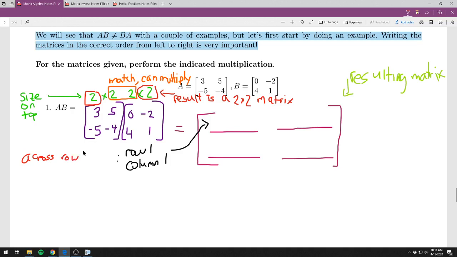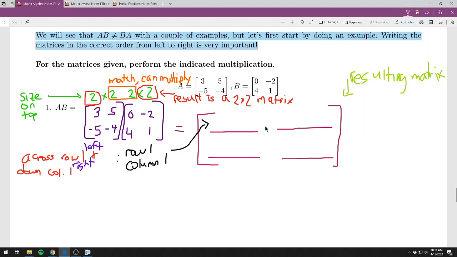Okay, so we go across row 1 and down column 1. And I'll write across row 1 on the left one, down column 1 on the right one. You always go across the row on the left one and down the column on the right one. So this left matrix will go across, the right matrix will always go down.